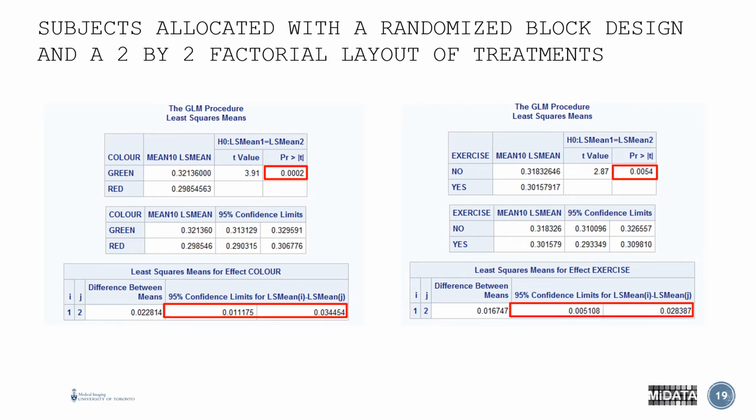Now in the least squares means, we asked to please compare color and compare exercise separately, and so that's what it's done. And so when you just compare color, you see that there is a significant difference between color. So the difference is 0.0228. Here's your confidence limit. And when you compare exercise on its own, so just yes exercise, no exercise, you also get a significant difference between the means, and here is the confidence limit, which of course does not include 0.